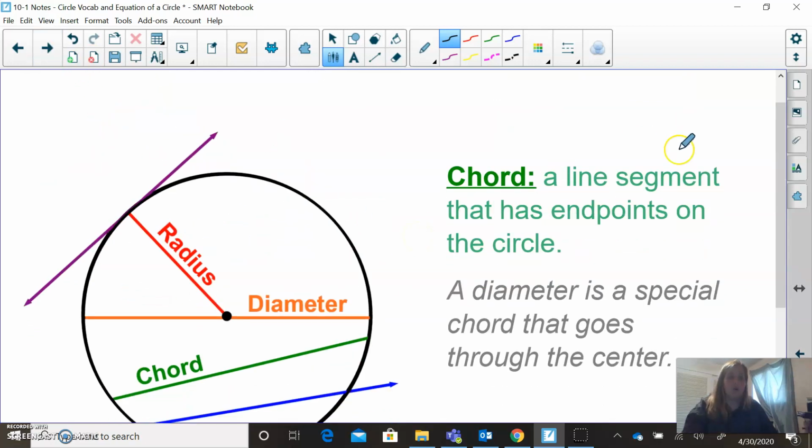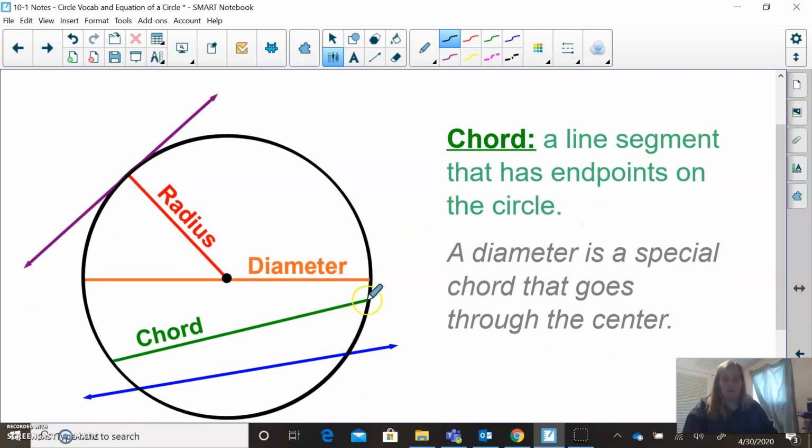A chord is a line segment that has endpoints on the circle. So it has endpoints, it actually ends. A diameter is a special chord that goes through the center. So a diameter is a chord, but not all chords go through the center. Chords can go anywhere in the circle as long as they have endpoints on the circle.